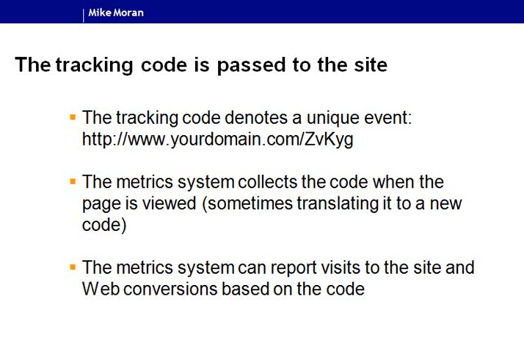When someone comes to the site, the metric system sees that code. Sometimes it'll translate it to a new code that it uses for the rest of the visit to the site. Other times it'll just keep the same code. And then you can use the metric system to find out how many people came to the site who had that tracking code, which tells you where they came from. And then you can also track the web conversions that happen in that visit, which will then tell you how many conversions came from whatever the media is that you're trying to track.